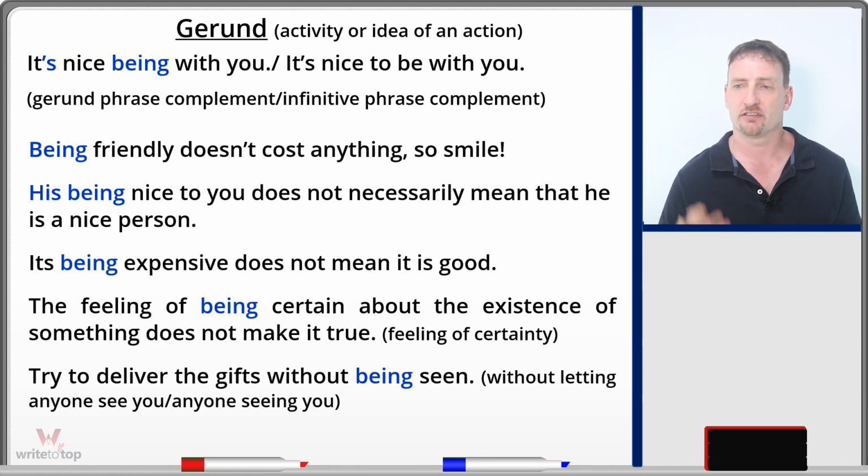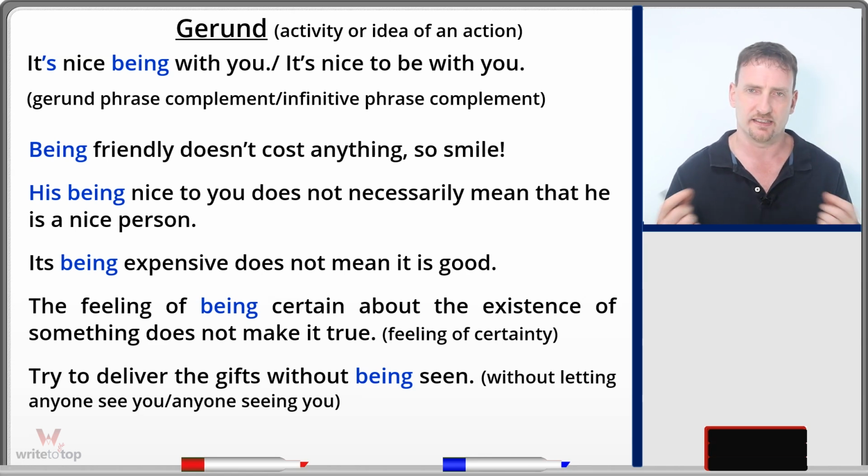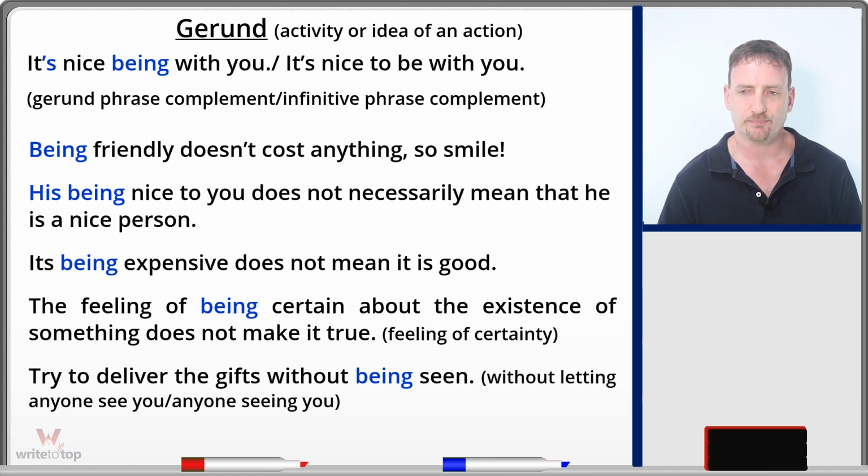If you just want to be general, it's nice to be with you. Both of these sentences work okay. What is the difference? It's nice being with you now. It's nice to be with you in general. That's when you're going to use the difference between being or to be. Both are correct, slightly different connotations.